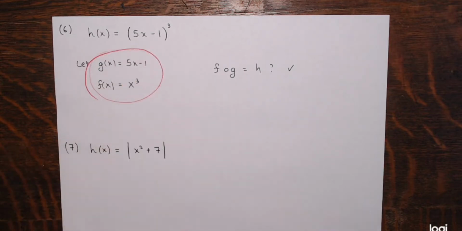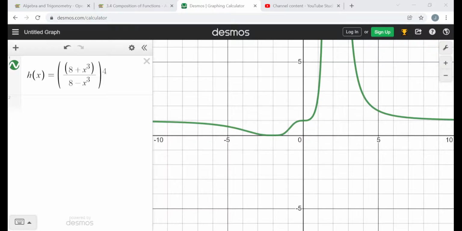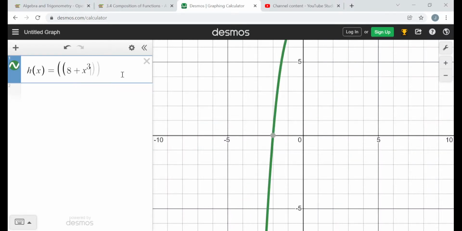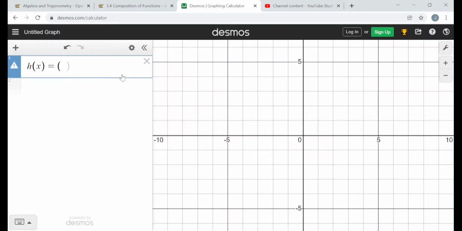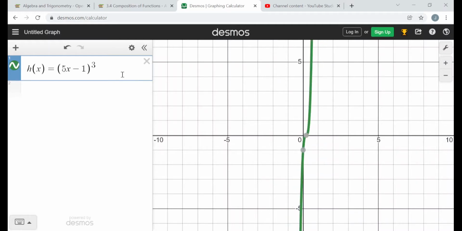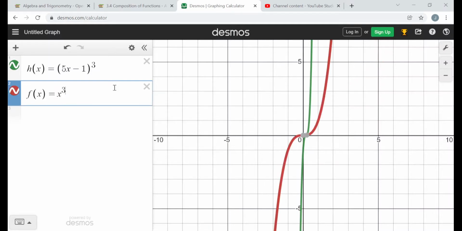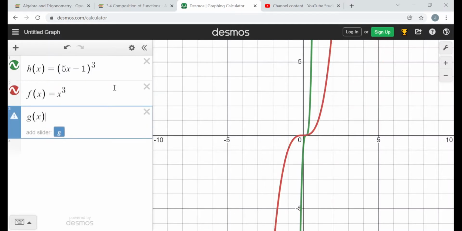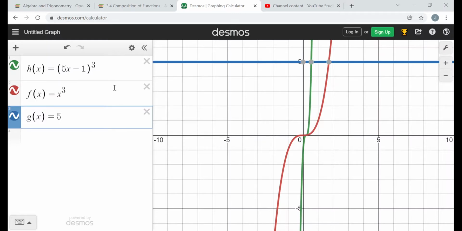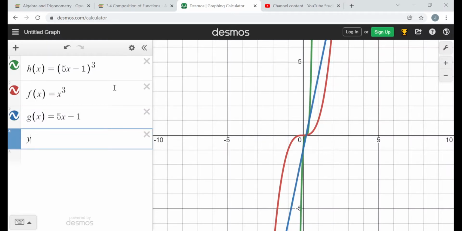And again, let's go to our graphs. Let's verify it with some graphing. So h of x here is the quantity 5x minus 1 to the 3rd power. There's that green graph. I said let f of x equal x cubed, and then g of x, the inside function, be 5x minus 1, and I'm graphing y equals f of g of x.